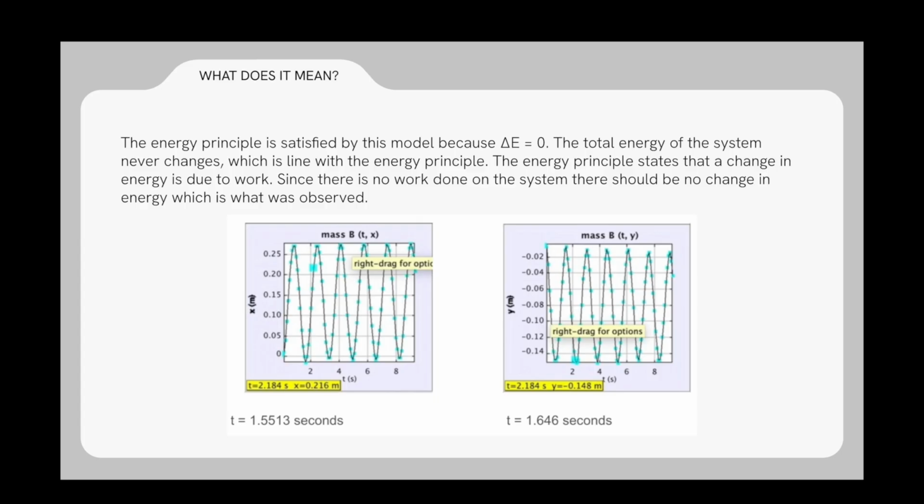You can also see how we have made two separate predictions for the X and Y axis periods. For the X axis period, we got 1.5513 seconds. And for the Y axis period, we got 1.646 seconds. This shows that the movement of the object in the X and Y directions is not necessarily the same and can move independently of each other.